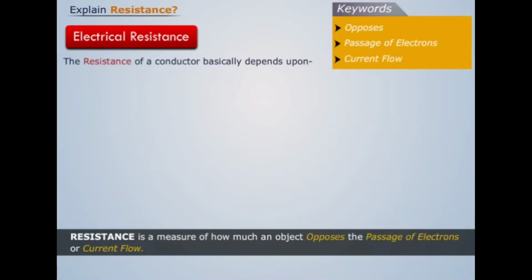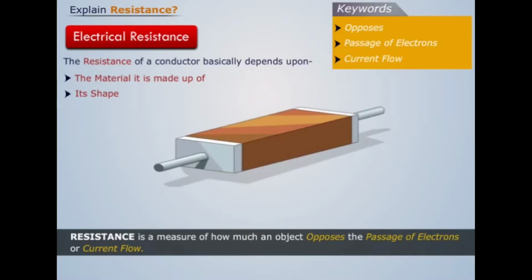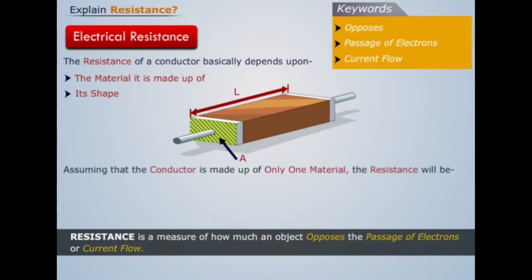The resistance of a conductor basically depends upon the material it is made up of and its shape. Now let's take a conductor of length L and cross-sectional area A. Assuming that the conductor is made up of only one material, the resistance will be inversely proportional to its cross-sectional area A and directly proportional to its length L. Thus, resistance is directly proportional to L by A.